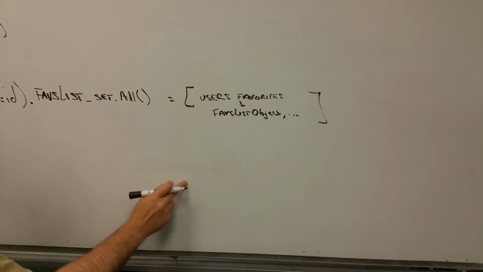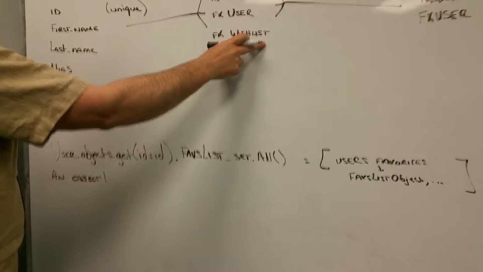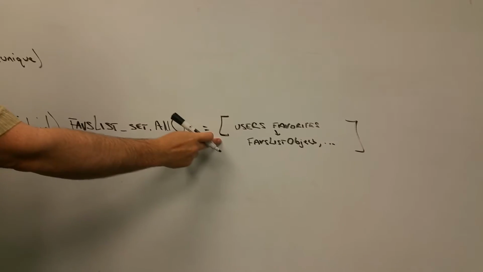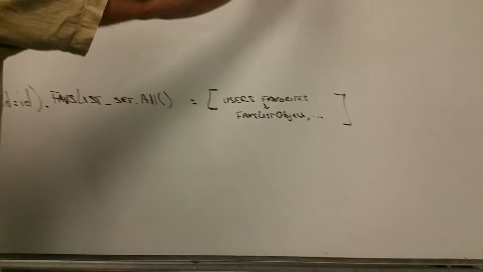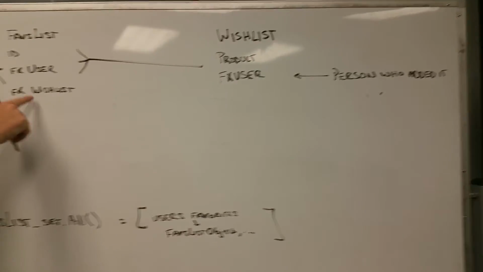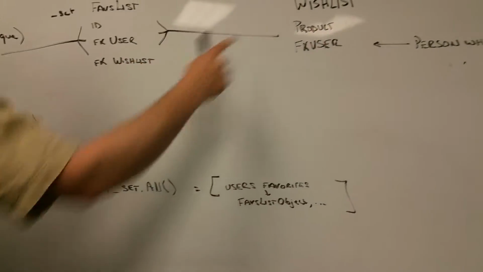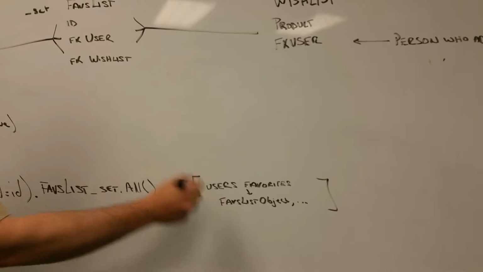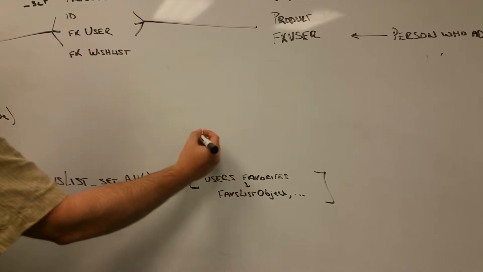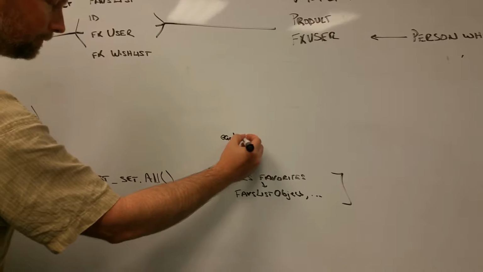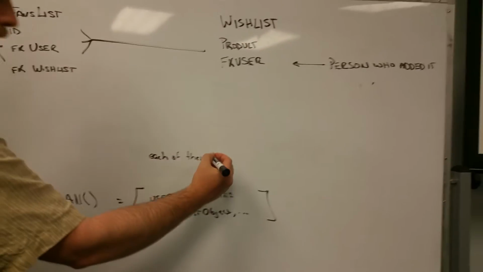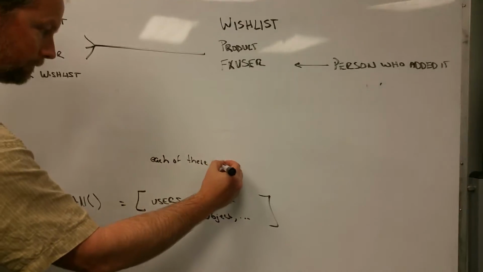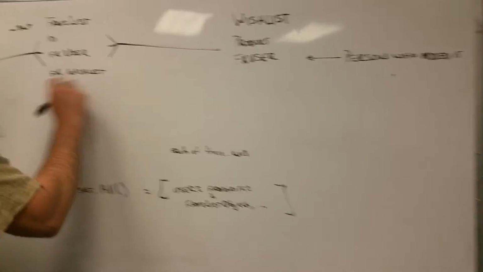All right, so now we're actually at this faves list object inside of there, right? If we wanted to go and get a wish list and get the product from it, this one we don't need a set. So each of those objects, we can go to the wish list, or FK wish list.